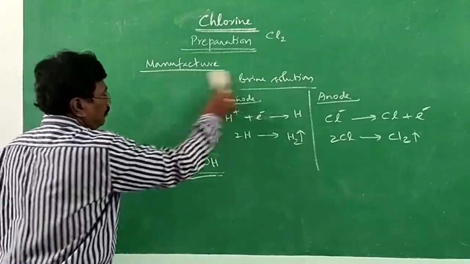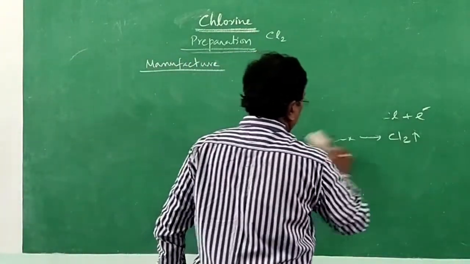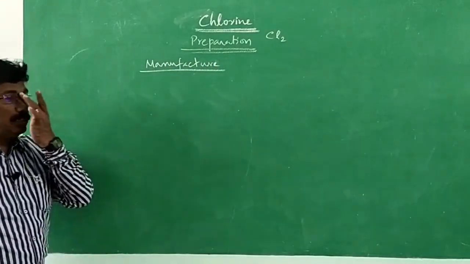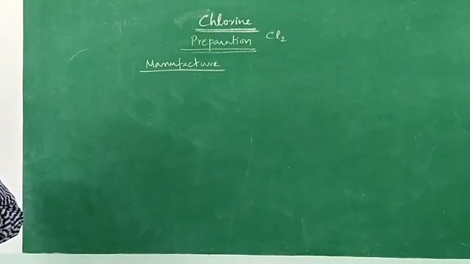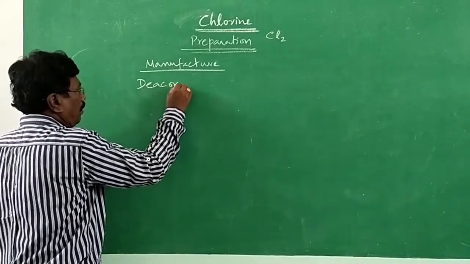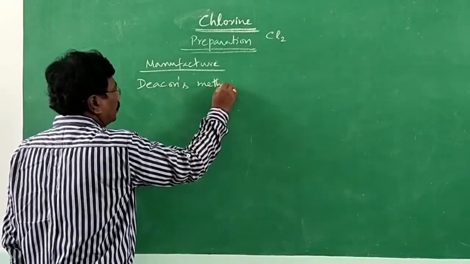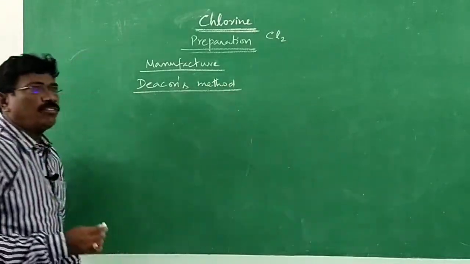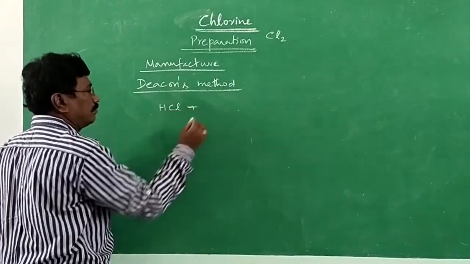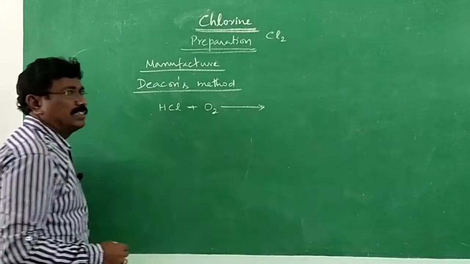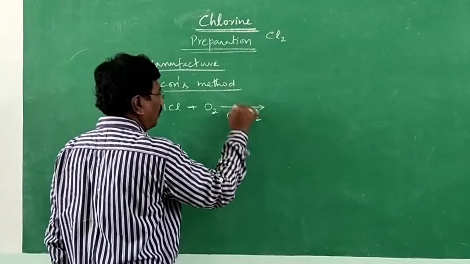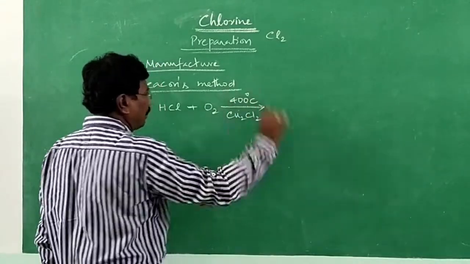The second method of manufacture of chlorine is Deacon's method. How to manufacture chlorine by Deacon's method? We are going to oxidize hydrochloric acid with air, in the presence of cuprous chloride, Cu2Cl2, at about 400 degrees Celsius. That means 673 Kelvin.